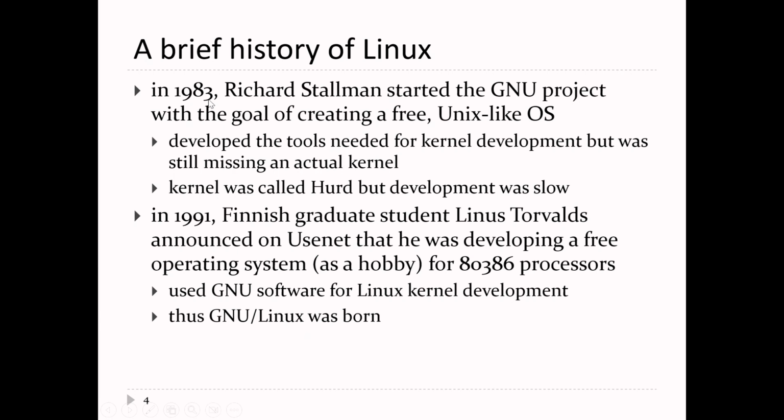Okay, so in 1983, someone by the name of Richard Stallman started this project called GNU. His goal was to create a Unix-like operating system that was free, so anybody could use it. His volunteers, I suppose, got together and started writing code. Strangely enough, they never actually made the kernel. They started working on a Unix-like kernel, but they never finished it in the 80s.